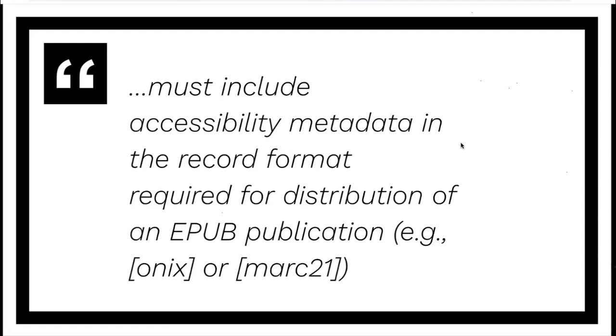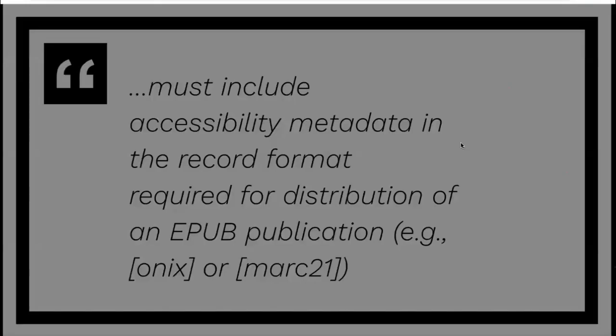For ONIX, EPUB Accessibility 1.1 says, publishers must include accessibility metadata in the record format required for distribution of an EPUB publication such as ONIX or MARC. Don't worry about MARC, we're not going to talk about that here. Do worry about your ONIX. The spec doesn't say what your ONIX has to say, but it says it has to have some accessibility data in your ONIX. So if you've already got the schema data, make it match.